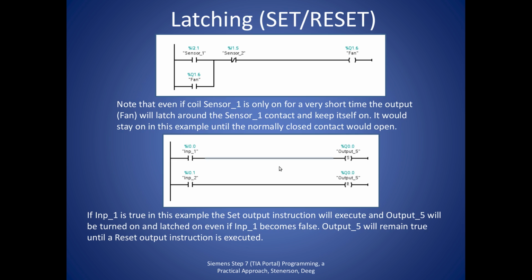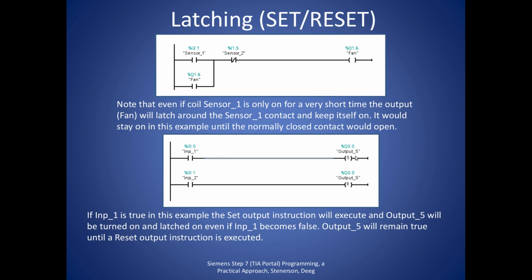Here are 2 examples of ways to do latching with normally open push buttons. We have an examine if open for the stop button and an examine if closed for the start button. And then once the fan starts, it latches using this OR operation as shown here, these 2 rungs in parallel.